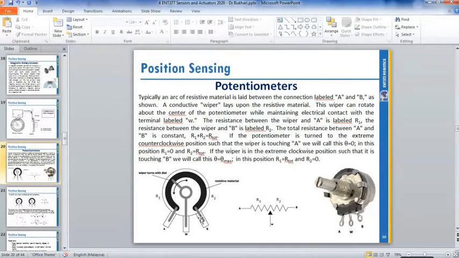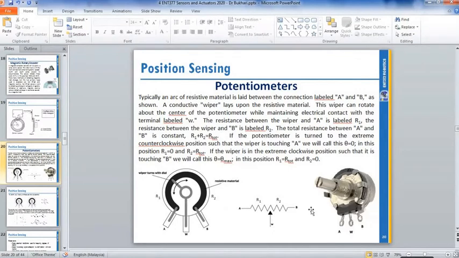Same goes to B. So if you turn wiper until touch terminal B, so B to W is 0 ohm. If you turn until terminal A, so your B to W is maximum 1 kilo ohm. So if you turn to the middle, to the center, so you will get A equal to 500 ohm and B equal to 500 ohm, with 1 kilo ohm resistor.